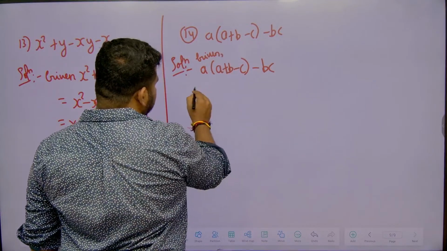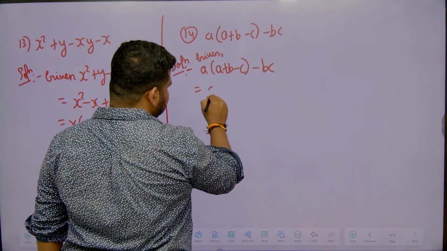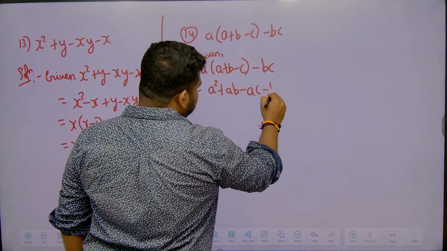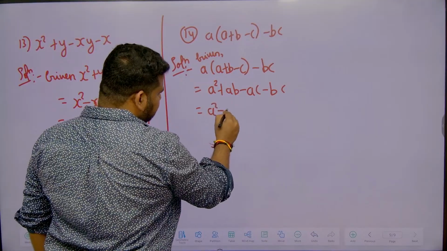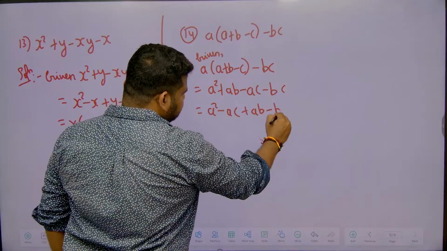Okay. Now, what will we do in the next step? Multiply a. There is nothing I can take common here, so multiply with a here. This will become a into a square, this will be ab, this will be ac, and this will be minus bc. Now, I will write all the a terms together: a square minus ac, plus ab minus bc.